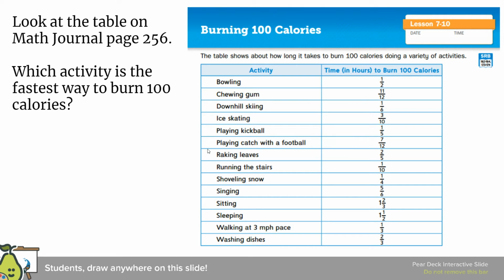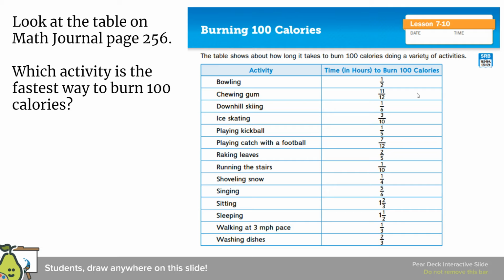This table shows us different activities such as bowling, chewing gum, downhill skiing, all the way down to washing dishes, sleeping, walking, sitting, just different activities and how long it takes to do that activity in order for you to burn 100 calories. So for example, if I look at bowling, it would take me a half of an hour. These are all in hours, a half of an hour to burn 100 calories. I know that half of an hour is 30 minutes. So I would be able to answer that question.